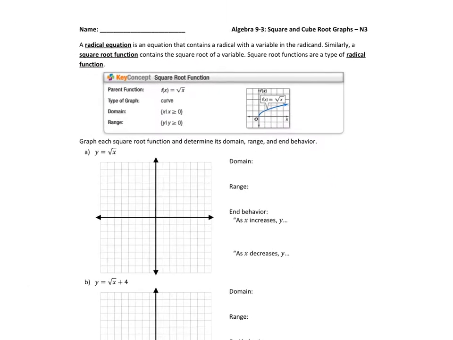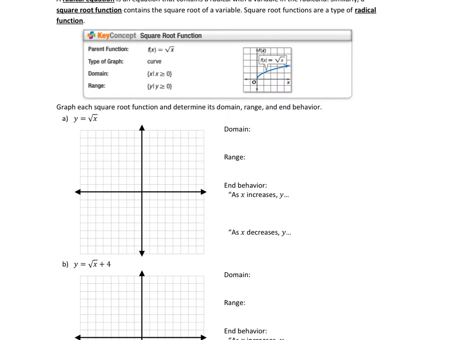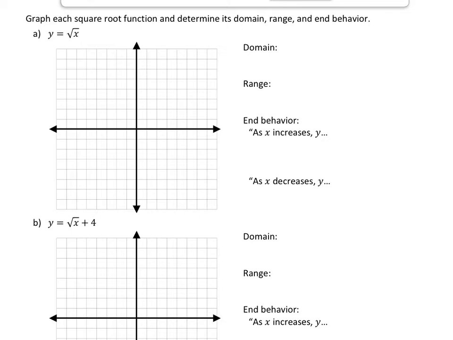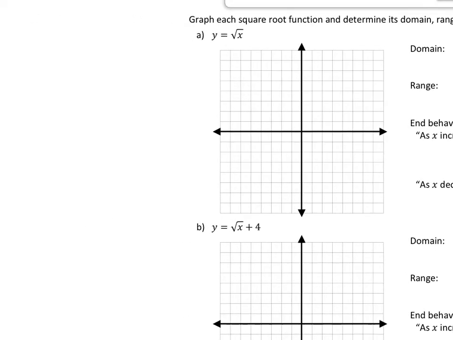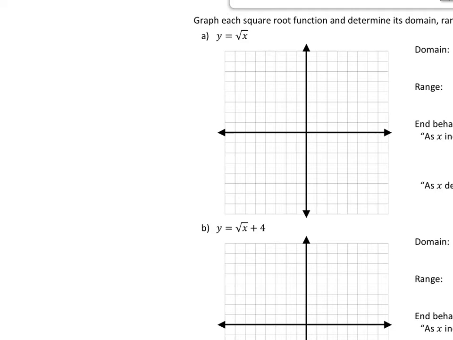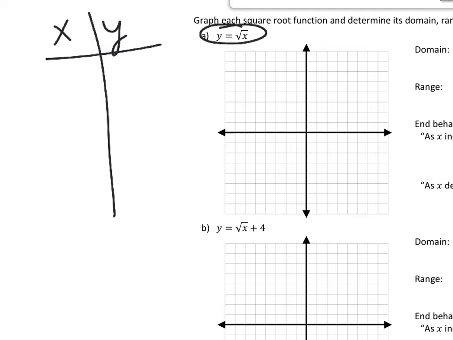All right, letter A, for each square root function, graph each square root function and determine its domain, range, and end behavior. All right, so the first thing I want to do is go back to way back when we first started graphing, and let's make a table of values. So I'm going to do a t-chart, table of values for x and y. And I'm going to choose some easy numbers. So my goal is to get the square root of x. So I'm going to think of numbers that I'll get a nice answer. No decimals, no rounding, just a nice answer.